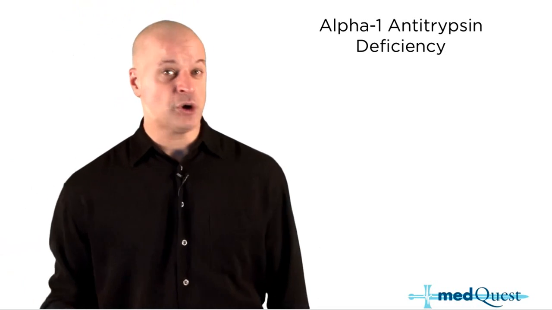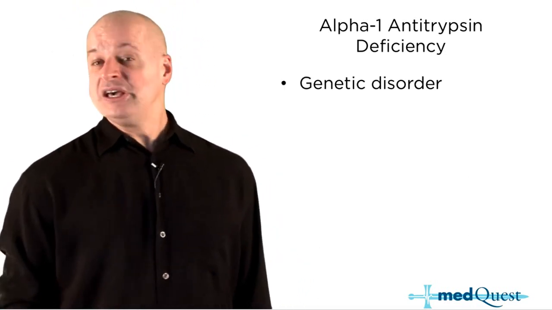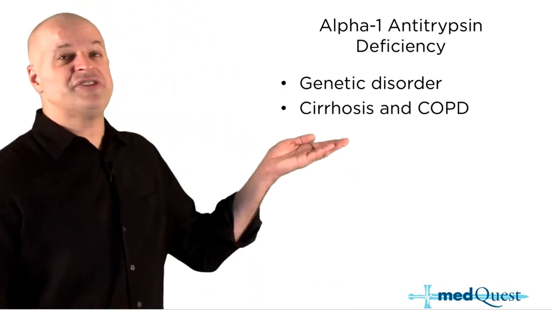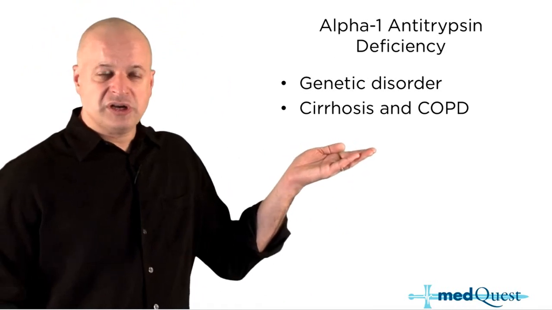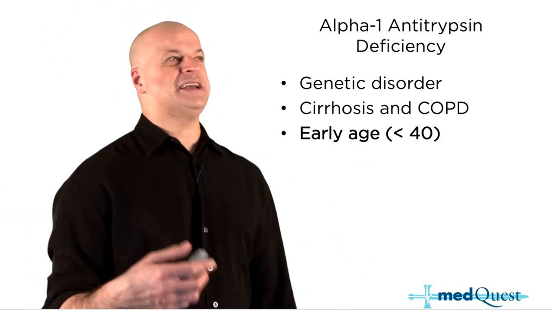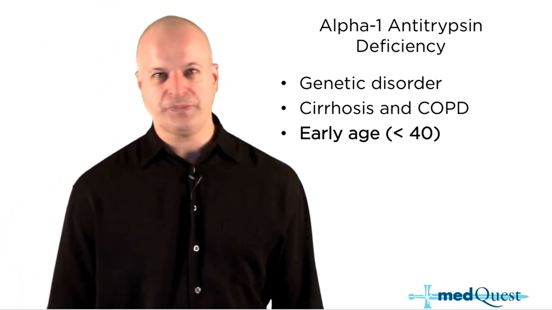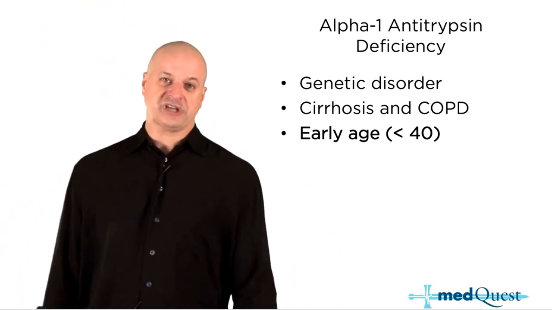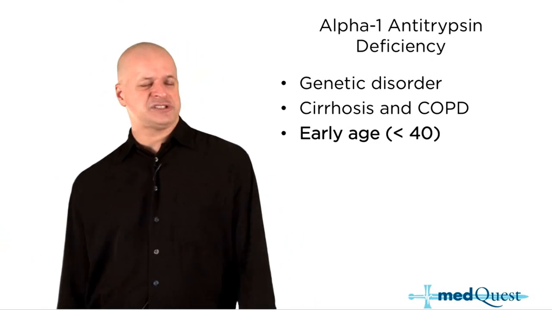COPD in a young non-smoker, and it's also combined with liver disease. COPD in a young non-smoker, and also the family history if they want you to know. Liver, lung, genetic. And basically you say, why is this person at the age of 35 having COPD, particularly if they don't smoke? Smokers get it even earlier. Why did you get COPD at a young age?